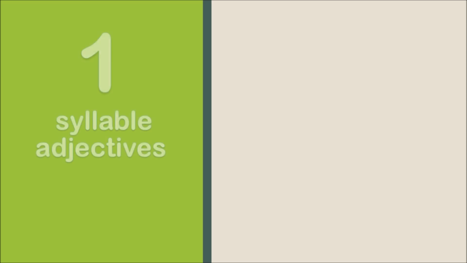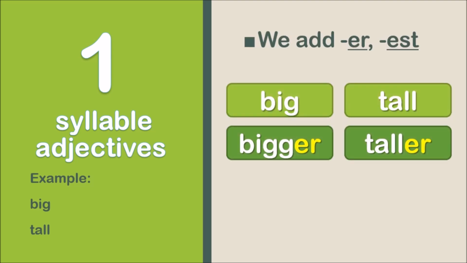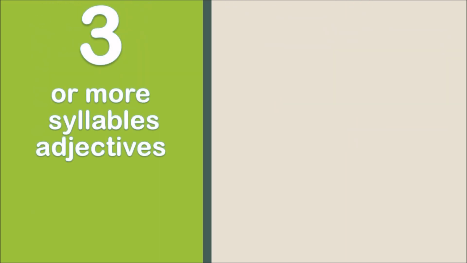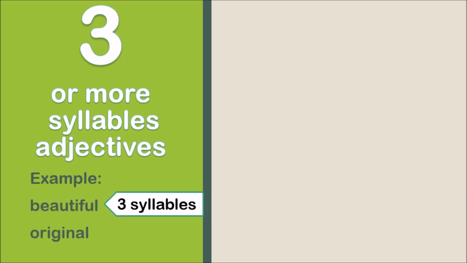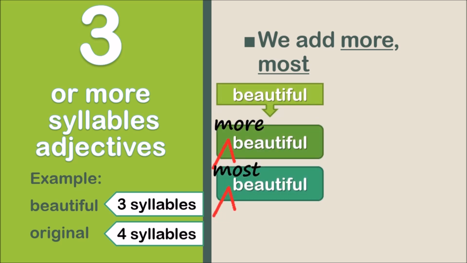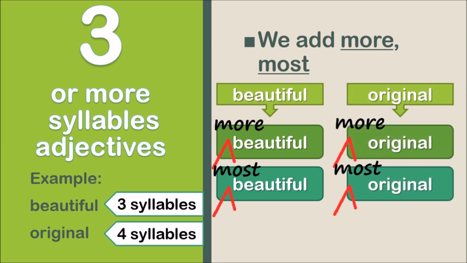If the adjective is a one-syllable word, like big and tall, when we make comparison, we add er and est. If the adjective is a three or more syllable word, like beautiful, three syllables, and original, four syllables, we add more and most. Beautiful, more beautiful, most beautiful. Original, more original, most original.